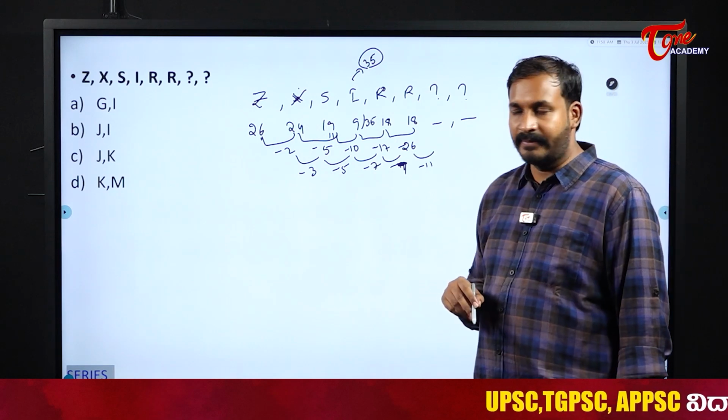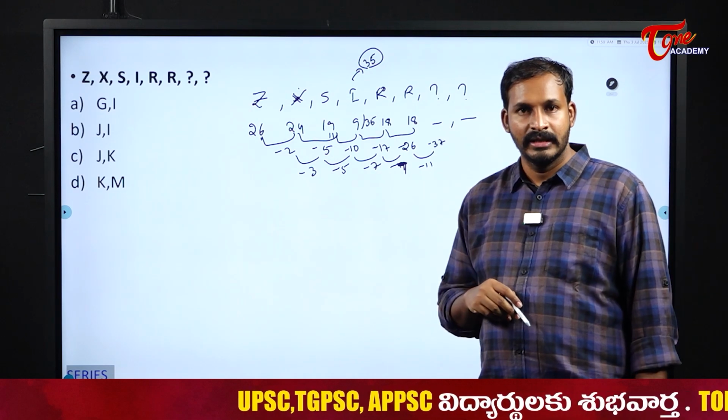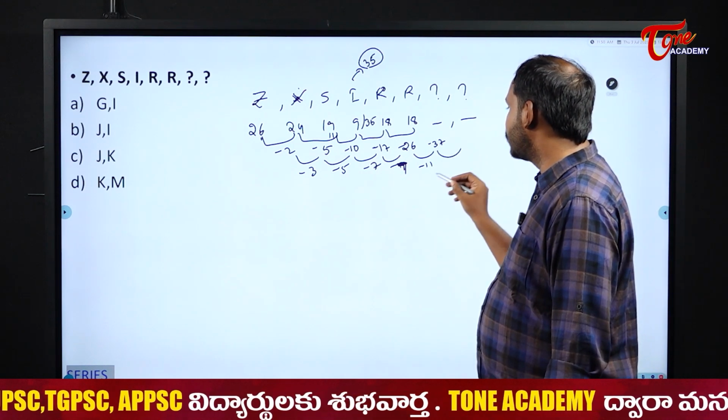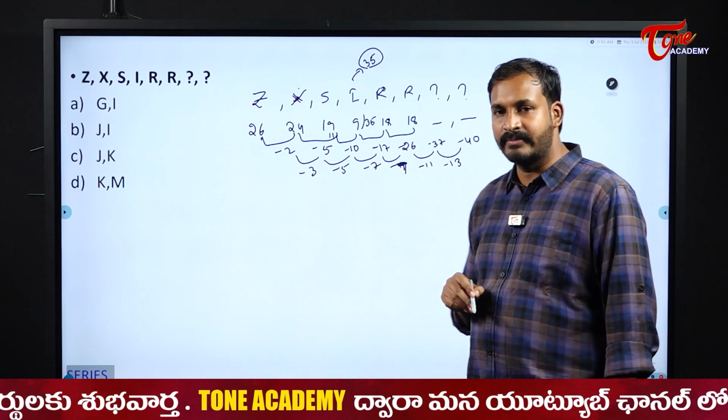Minus 11. That means I should have here how much? Minus 37. Next, I should have here how much? Minus 13. That means I should have here minus 40.